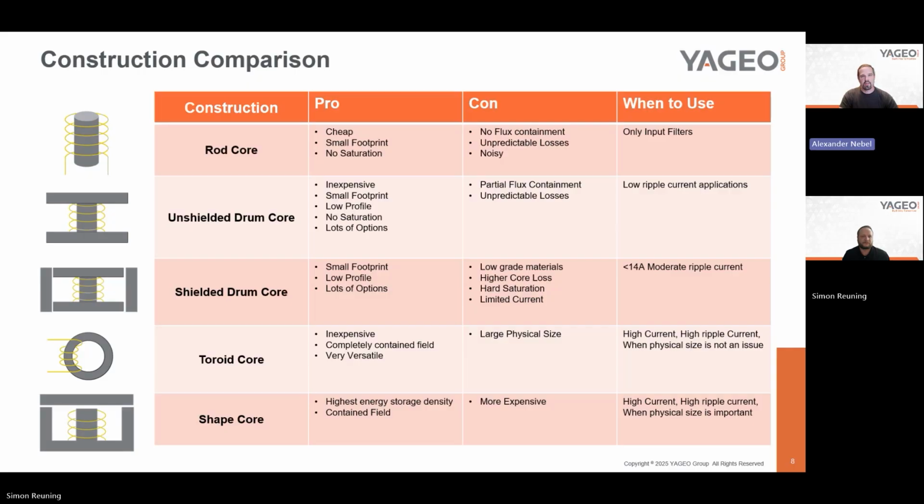And last but not least, the shape core. This can also be used for high currents and high ripple current, also when the physical size is important. So it's more ideal in comparison to the toroidal core.